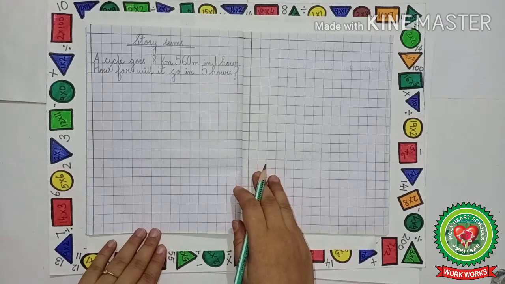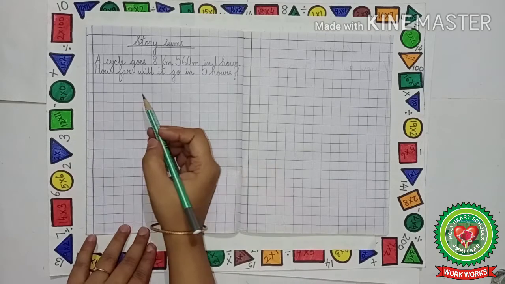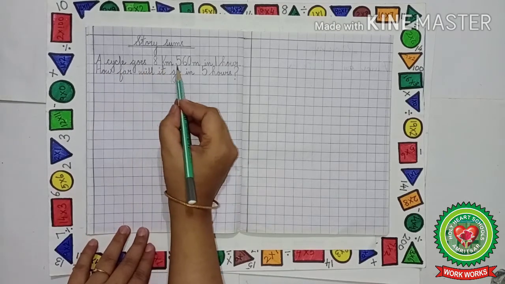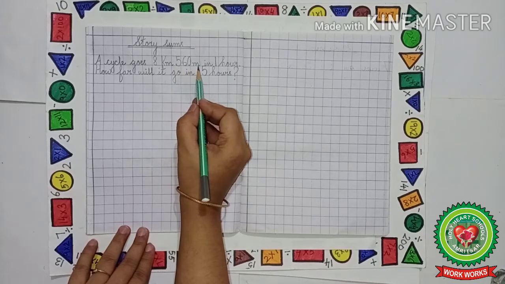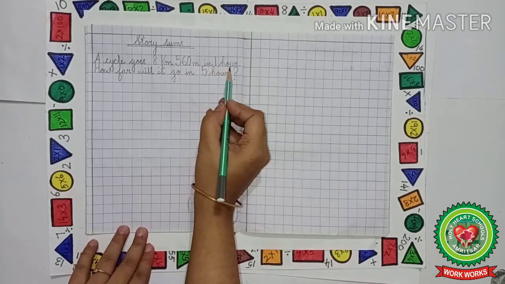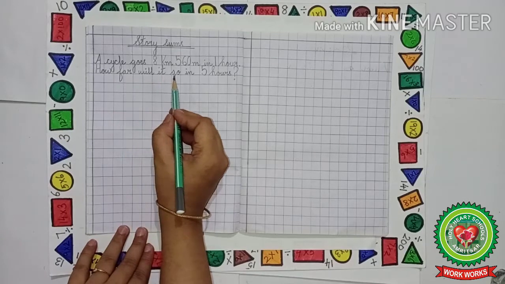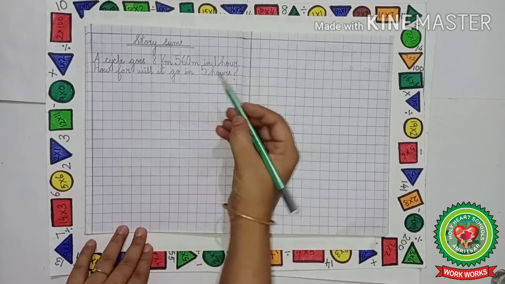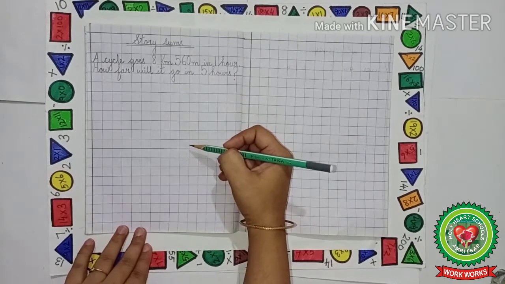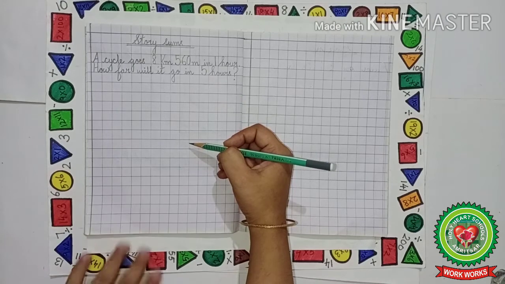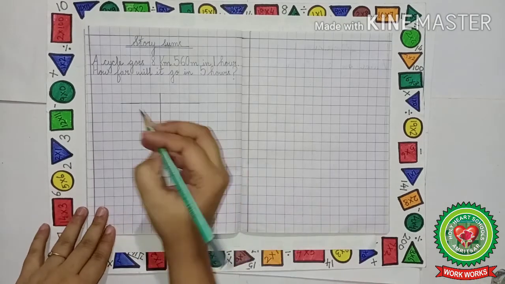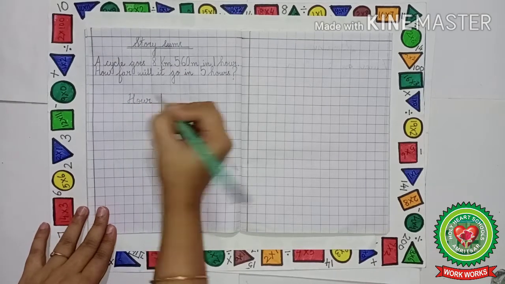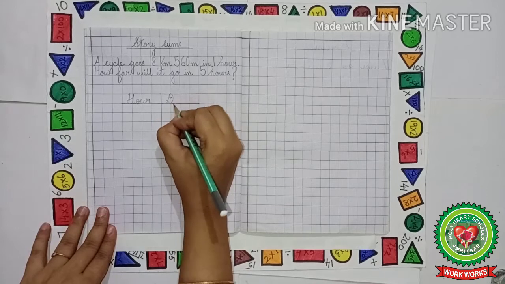Now kids, let us solve the story sum. Let us read the question one more time. A cycle goes 8 kilometer 560 meter in 1 hour. How far will it go in 5 hours? It is a sum of multiplication, so we have to first of all draw the column and then write the statements. So we will make the column in this way, and over here we will write hour and this side we will write distance.